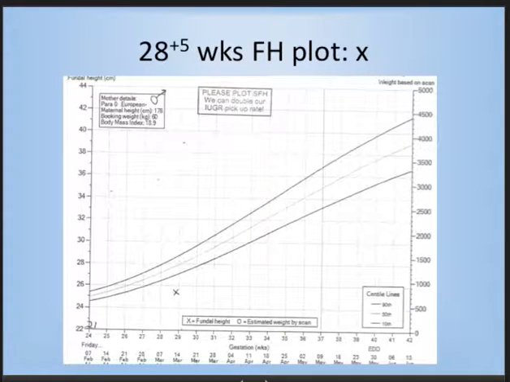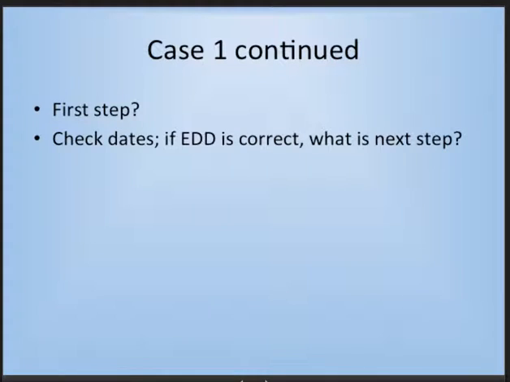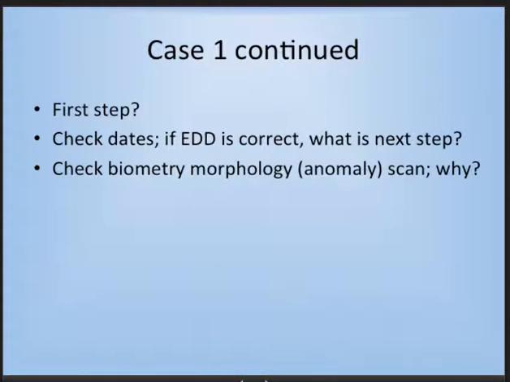Here we see the fundal height chart, so the first plot is well below the 10th centile. What should our first step be? First, we should check the dates, find out if the expected date of delivery is indeed correct, or sometimes an error has been made. If that's not the case, what is the next step? We check the biometry at the 19 to 20 weeks morphology or anomaly or anatomy scan, as it's called in various parts of the world.